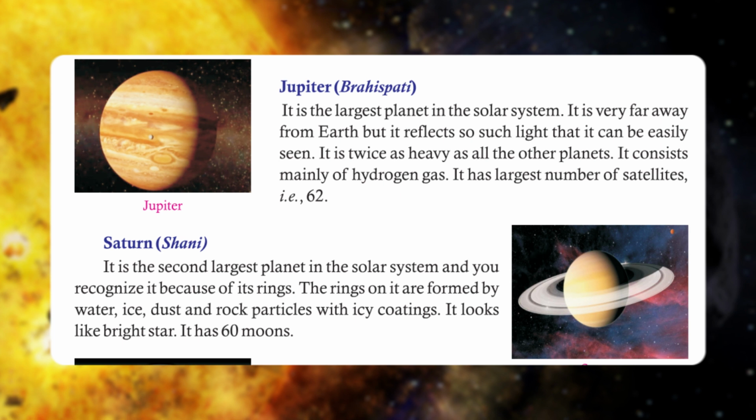Saturn, Shani. It is the second largest planet in the solar system and you recognize it because of its rings. The rings on it are formed by water, ice, dust and rock particles with icy coatings. It looks like a bright star. It has 60 moons.